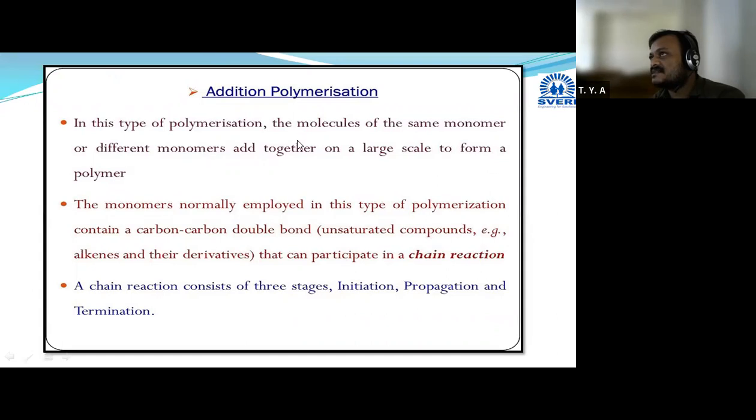These are points I have already discussed. In addition polymerization, the molecules of the same monomer or different monomers are added together on a large scale to form a polymer. It means a number of monomers are stitched to form a polymer. Generally, in addition polymerization, 3 stages are there. The first stage is the initiation stage, then propagation, and then termination. These 3 stages or 3 steps are there. Initiation, propagation, and termination.